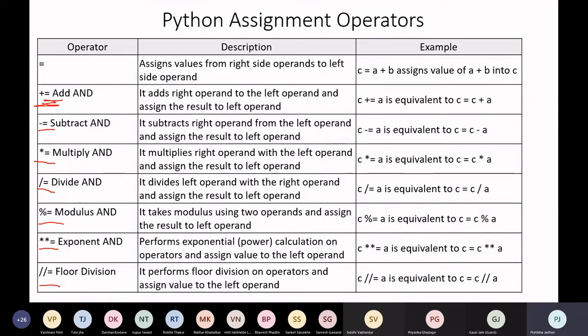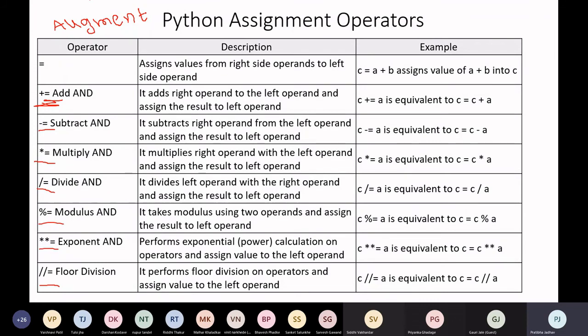So what is the meaning of these operators? These operators are also called augmented operators. Here I will write the spelling of augmented. Plus equal to, minus equal to, multiplication equal to, then floor division equal to, exponent equal to. These operators are called augmented operators.